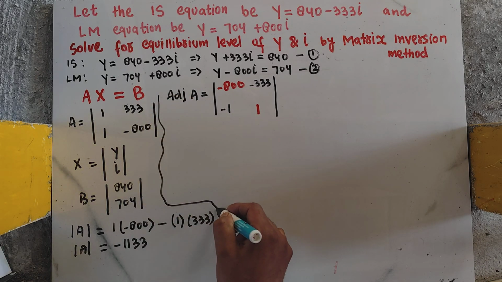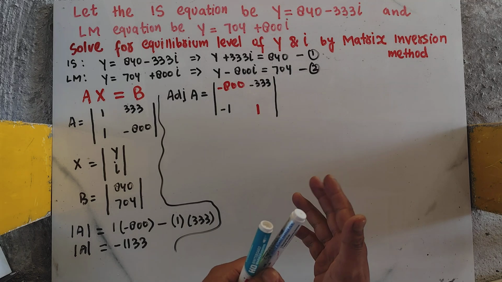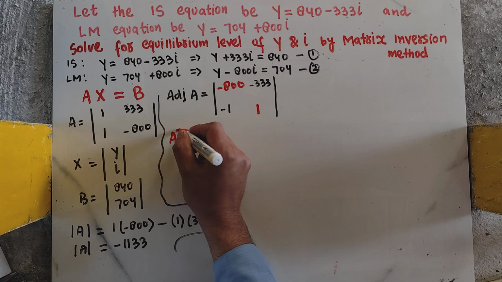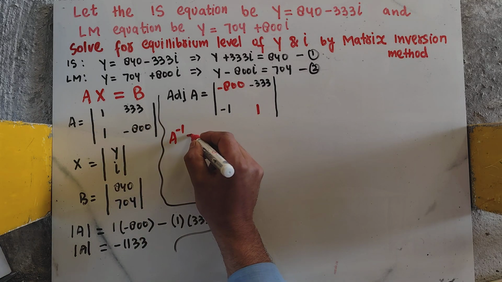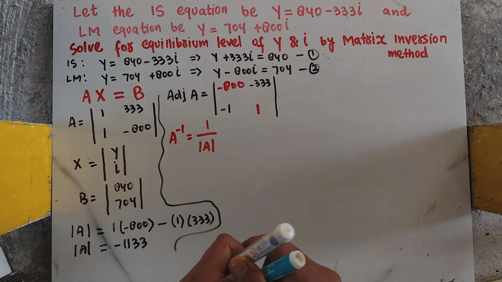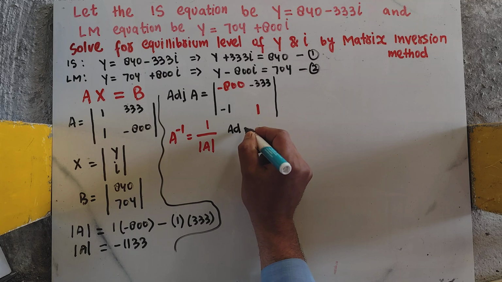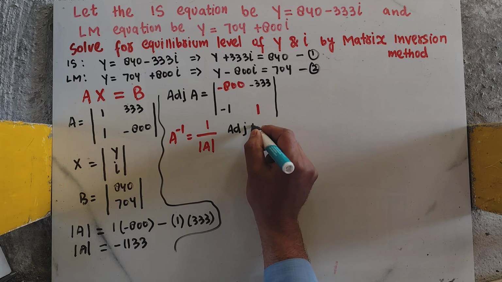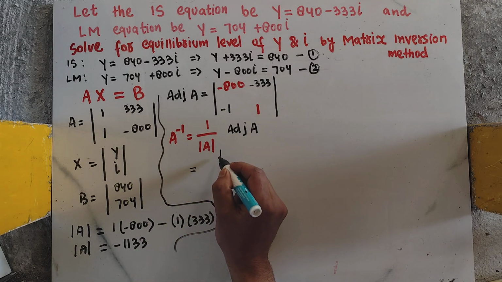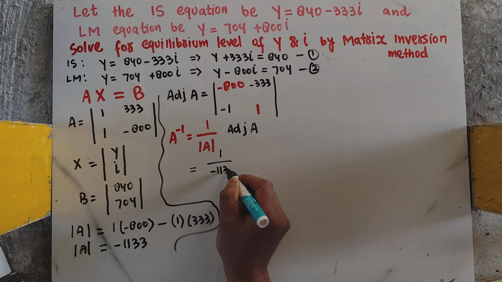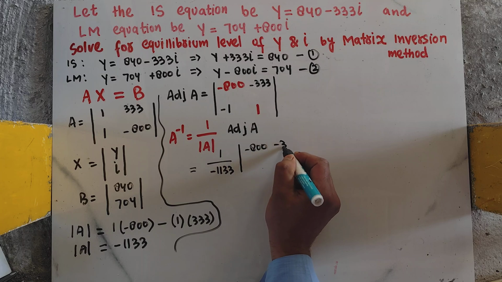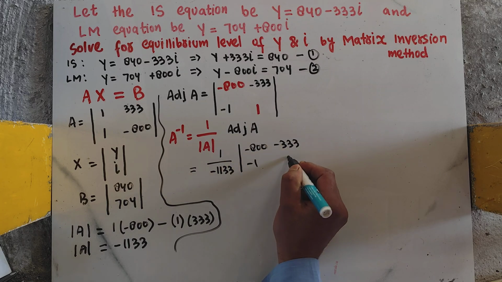After that, what we need to do, so we got the adjoint, then we need to find out the inverse of this matrix. So the inverse of this matrix is equal to 1 divided by the determinant of the coefficient matrix times the adjoint of the coefficient matrix. Now we have calculated, this comes out to be negative, so we have 1 divided by negative 1133, and our adjoint matrix is this: 800, negative 333, negative 1 and 1.